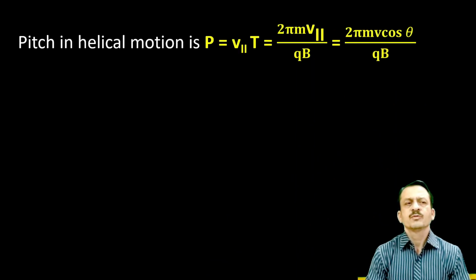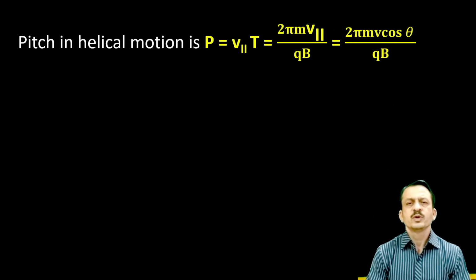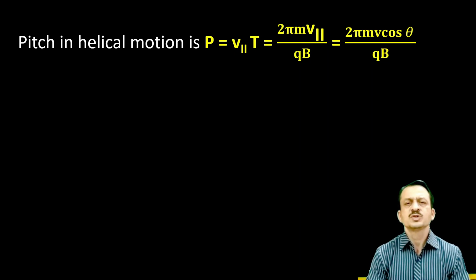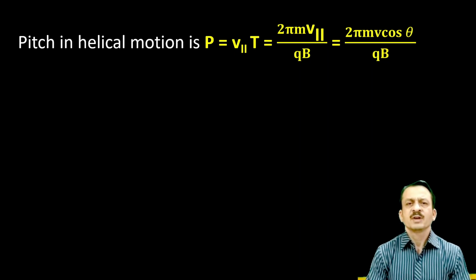the next one, if the charged particle is moving in a helical motion, that is, if the velocity of the charged particle has a component along the magnetic field direction, then it describes a helical path, and the distance moved in one time period is called the pitch and is given by the formula V parallel into T. We know the value of T, so pitch is 2 pi M divided by QB into V parallel. V parallel can also be written as V cos theta. It is the horizontal component of velocity.